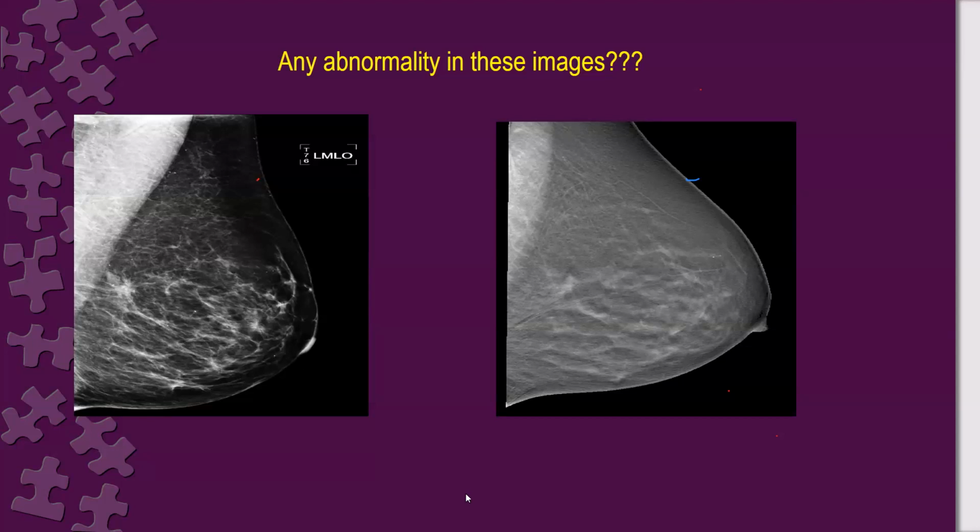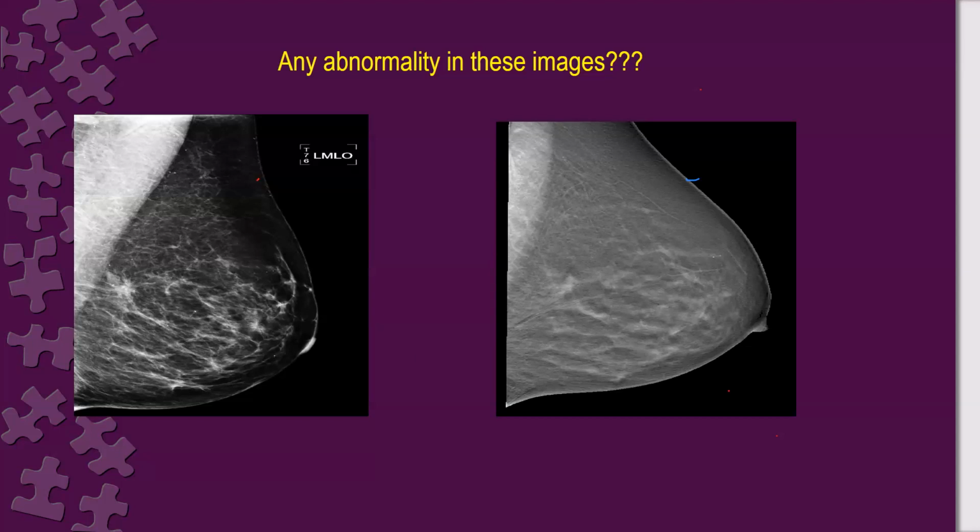Can you see here the abnormality in this image? Prepectoral region. In which image? Digital. Okay, I can see it in the digital, in the left one. So on tomosynthesis, where is it? At the same area. Is it persistent or does it fade away? Slightly fade away. So what does it mean?